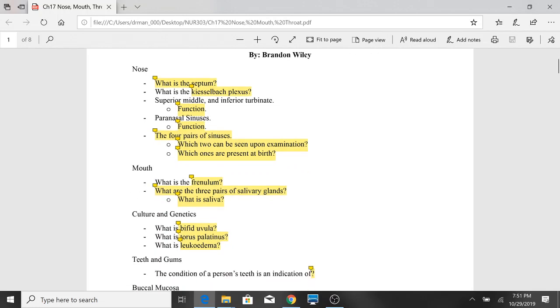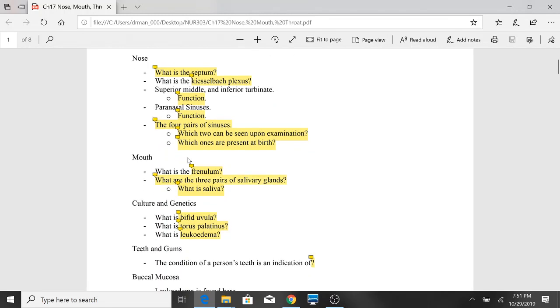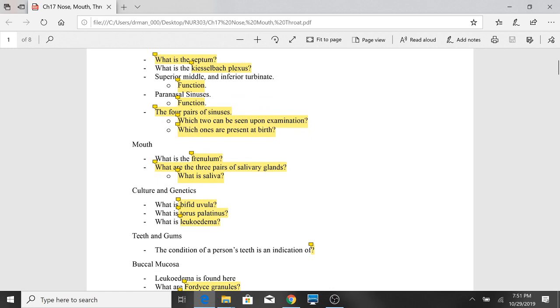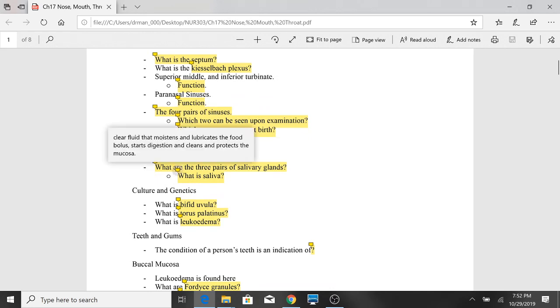Now let's move on to the mouth. In the mouth there is something called the frenulum. You stick your tongue up, and that little midline thing basically connects the tongue to the floor of the mouth. It's pretty cool. We also have salivary glands in the mouth. We have 3 pairs: the parotid, submandibular, and sublingual salivary glands. All these produce saliva, a clear fluid that moistens and lubricates the food bolus. It starts digestion and cleans and protects the mucosa.